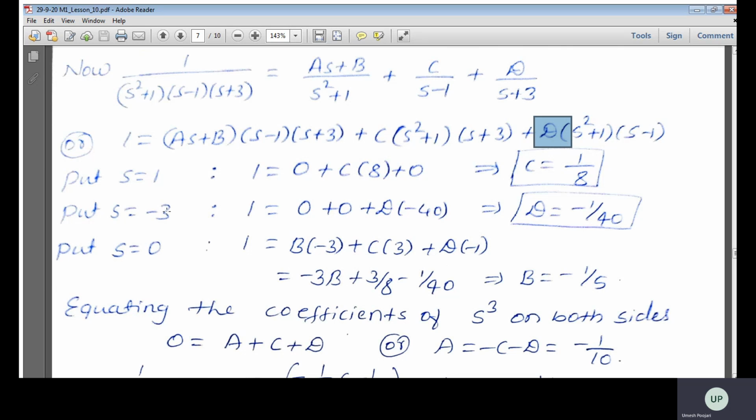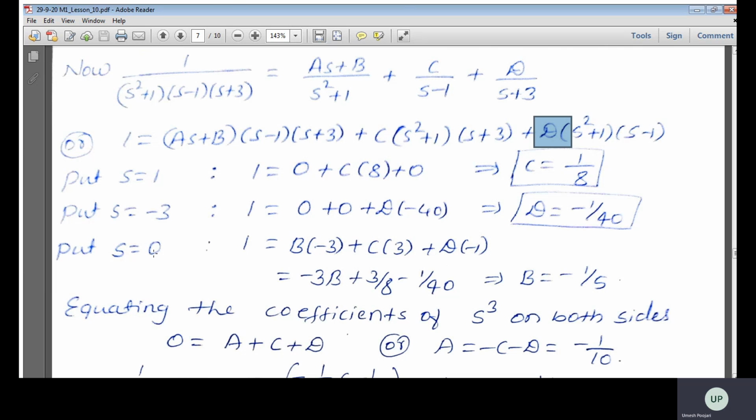So when s equal to minus 3, left hand side is 1, right hand side first two terms are 0, last term is D into minus 40. Therefore D equal to how much? Minus 1 by 40. Then remaining terms are B and A. So we cannot find those values by reducing C and D to 0. So what we can do, you know that we shall try with s equal to 0.